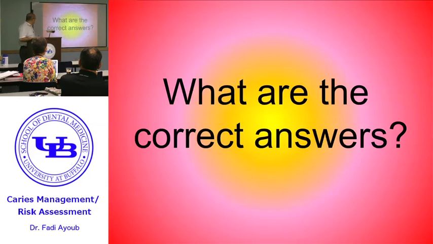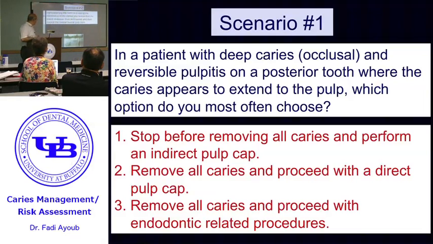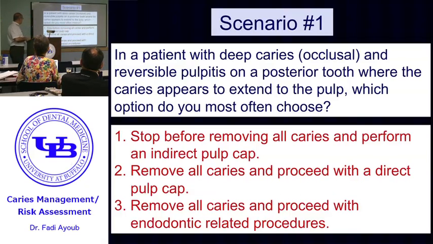Now, what are the correct answers here? For scenario number 1, what would you do? Would you stop before removing all caries and perform an indirect pulp cap? Or remove all the caries and, if you expose, do a direct pulp cap? Or remove all the caries and do an endo procedure, given that the patient didn't have any symptoms before? So what would you guys do?